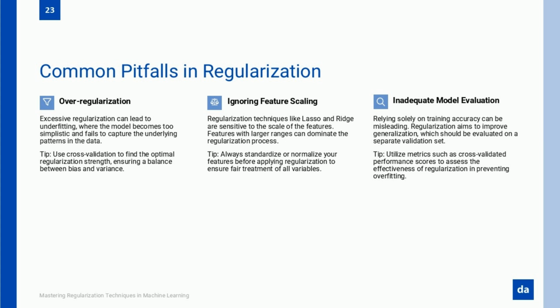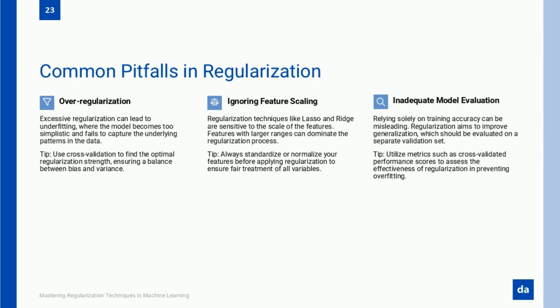How to avoid this? Always standardize or normalize your features before applying regularization. This ensures that all features are treated equally during the regularization process, allowing the model to make unbiased decisions about which features to prioritize. Another major mistake is relying solely on training accuracy to evaluate the effectiveness of regularization. Regularization is designed to improve generalization, so its true impact can only be assessed by looking at validation or cross-validated performance metrics. If you're only checking training accuracy, you might assume that regularization isn't working, when in reality, it's improving the model's ability to handle unseen data.